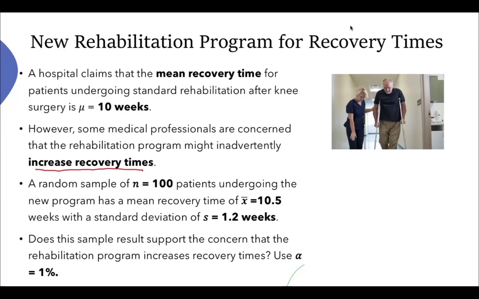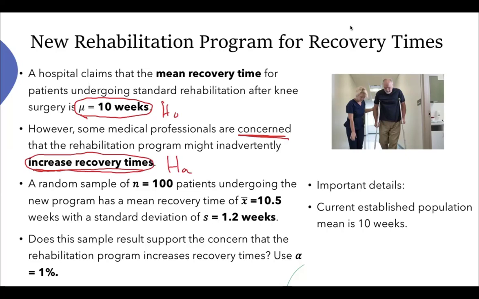Okay, so important takeaways from reading the scenario here is that you have a status quo that is currently believed to be true, and then you have a counterclaim. You can read in the words of the problem that there's some concern that the recovery time is actually increased with this new rehab program. So you have the null hypothesis, the status quo, and you have the alternative hypothesis, the counterclaim. The current established population mean is 10 weeks for the null hypothesis, and the counterclaim is that the population mean is more than 10 weeks.